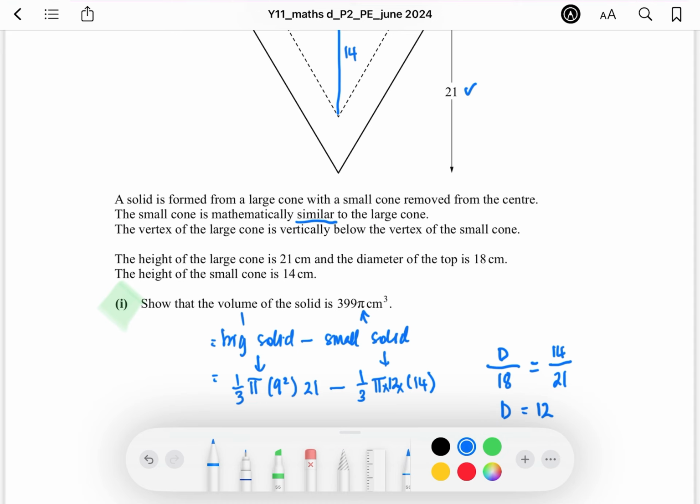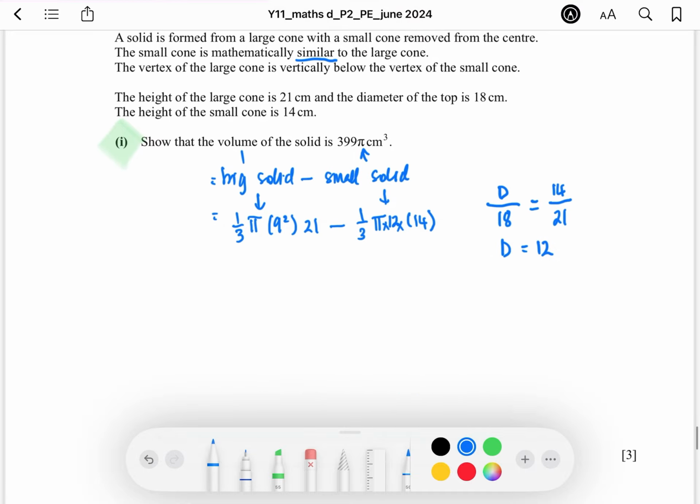So 9 squared times 21 divided by 3. For the first one, you will get 567 pi. Leave pi as it is. And don't forget it's squared. That's where the common mistake is. I almost made that.